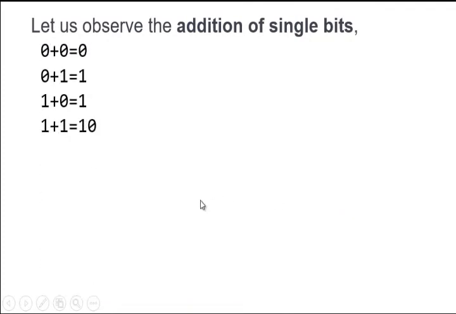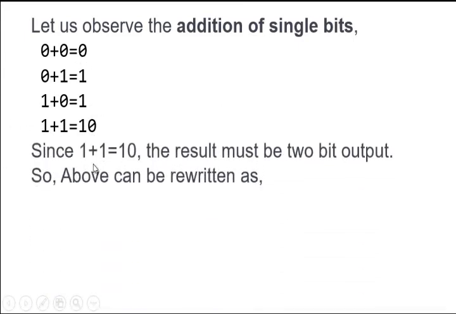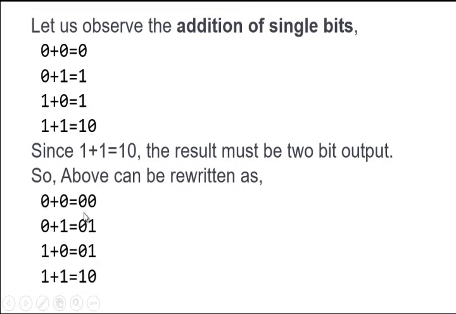Now let's take single bits as input. There are four combinations of two single-bit inputs: 0 0, 0 1, 1 0, or 1 1. Taking the addition, we get these outputs as per the rules of addition: 0, 1, 1, and 10. Since 1 plus 1 is 10, the result must be in two bits, while the others are single bits. So it may be rewritten in this form: 00, 01, 01, and 10.